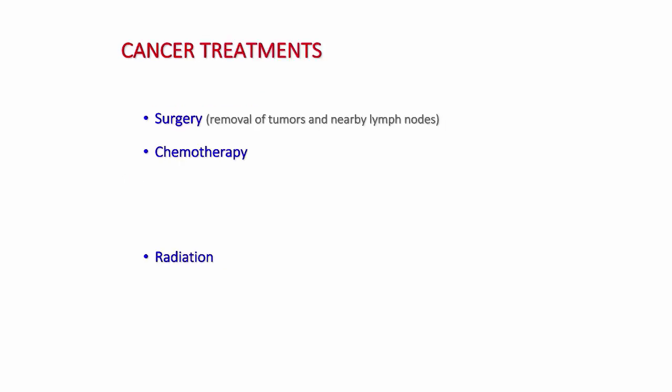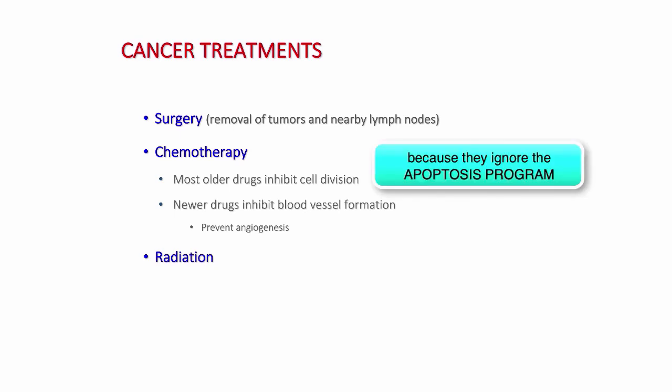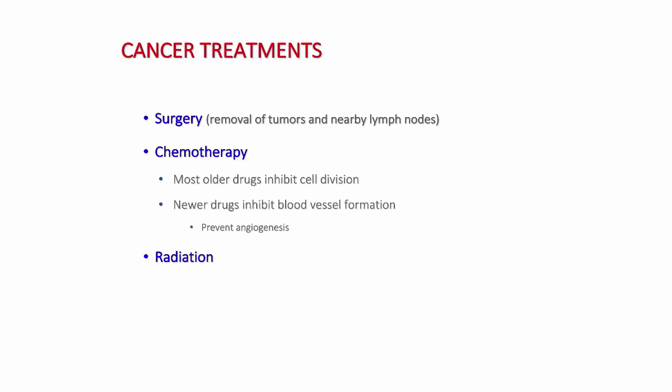Treatments include surgery, removal of tumors and nearby lymph nodes, and chemotherapy. You don't need to remember the different types of chemotherapy, but they are designed to inhibit cell division. As we said, cancer is caused by cells refusing to die, that they continue to divide and divide. But some of the newer drugs may also inhibit new blood vessel formation, preventing that angiogenesis that I talked about, the formation of blood vessels that bring nutrients to the tumor and remove waste, thus allowing the tumor to grow.